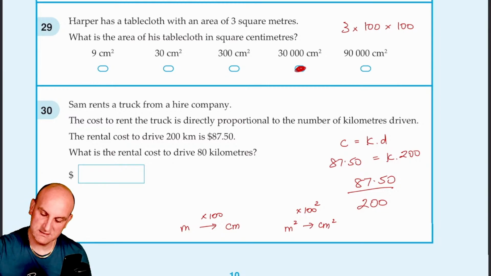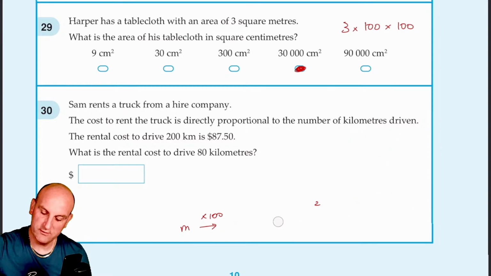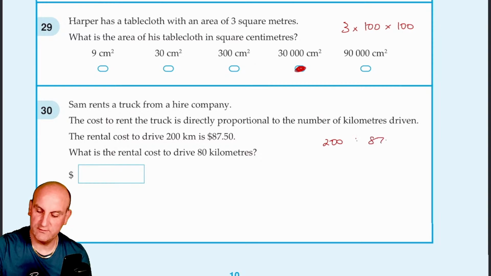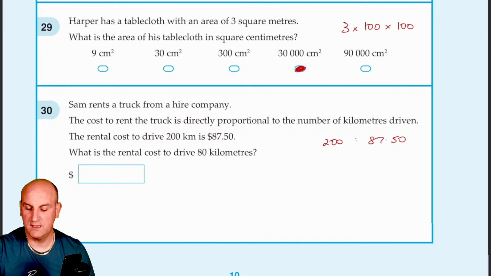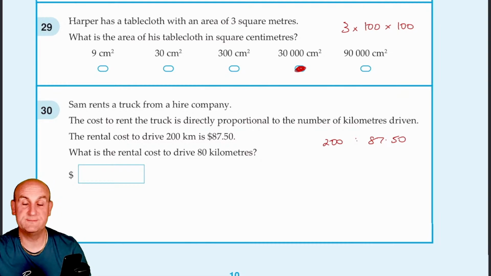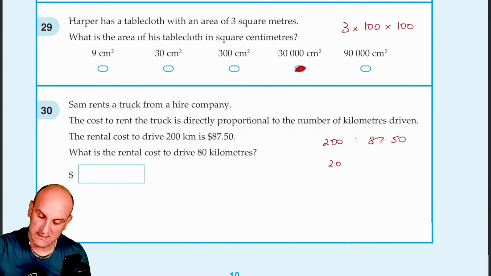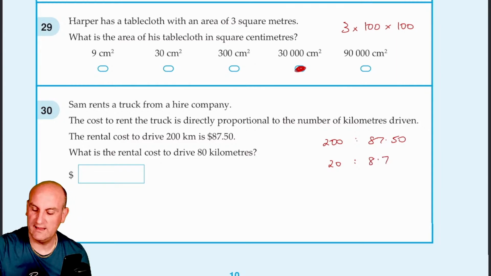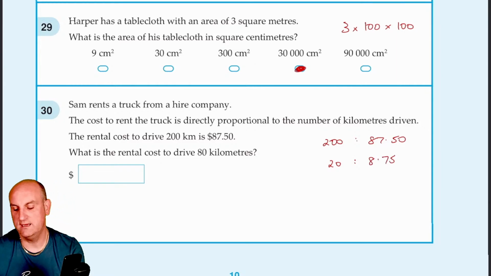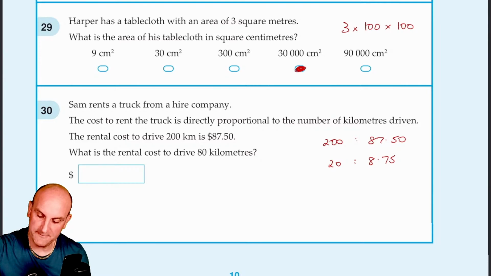Yes, actually there probably is, because that seems a bit stupid. Let's rub out that working there. So we know that we've got 200 kilometers is equal to $87.50. I'm going to divide both sides by 10. I'm going to show you why. So 20 kilometers is $8.75. By dividing each side by 10, because it's proportional, I can do that.